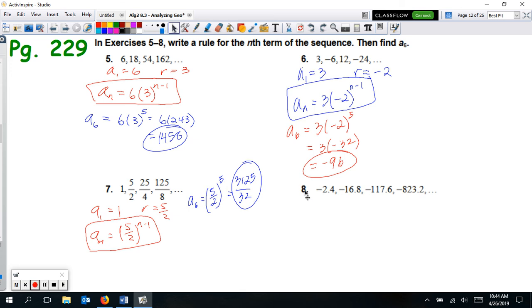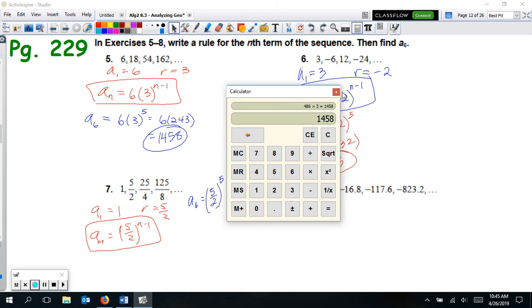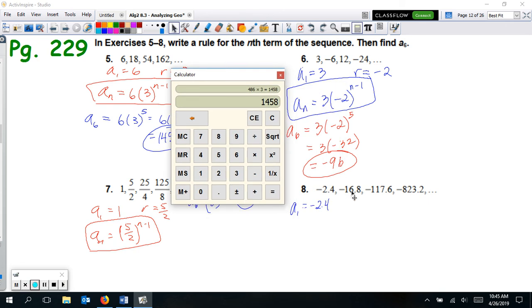Number 8. So our obviously first term there you could see is negative 2.4. What's our common ratio? What are we multiplying by every time? Well, they're all negative, so we'll be multiplying by a positive. R will be positive. So 2.4 times what is going to give us 16.8? So that might be a little more challenging to do. So here's what you could do on a calculator. If you're not sure what the common ratio is, do it like we did before.